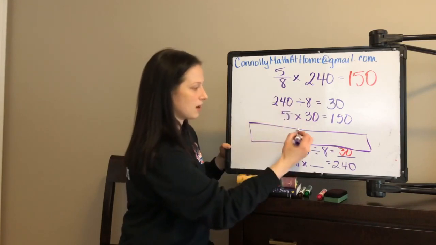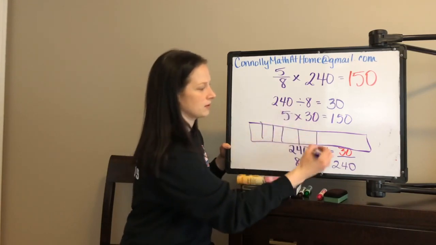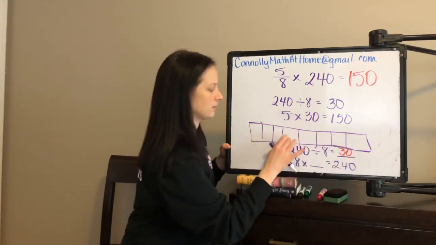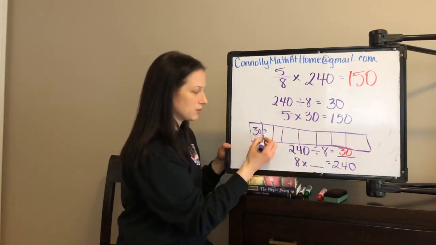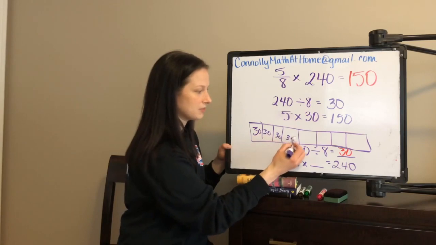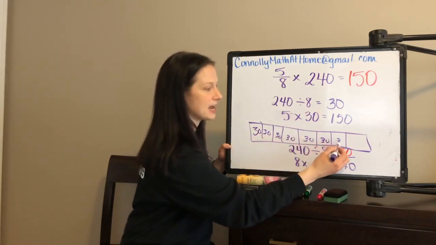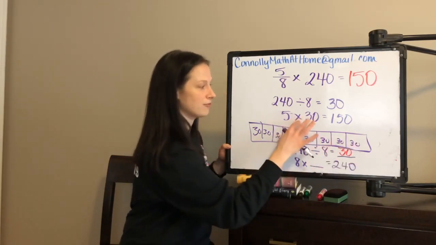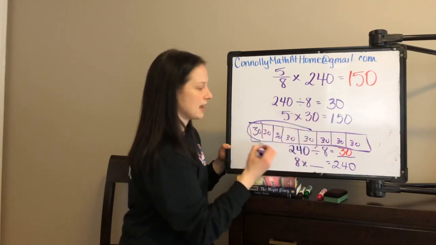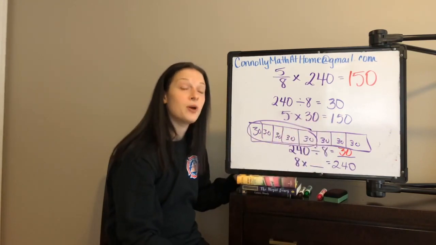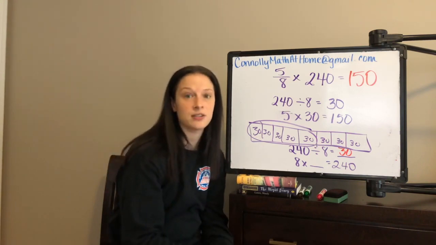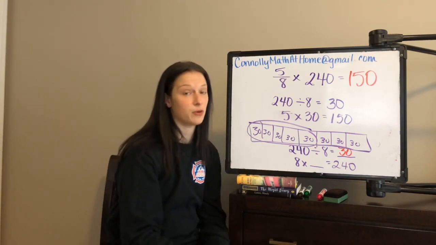We split it up into 8 equal parts. We said each one would be worth 30. That happened, remember? And then we said, I'm going to take 5 groups of those parts. And we did. And we got 150. Okay? So, are there more ways to tackle these problems when you're multiplying a fraction by a whole number?